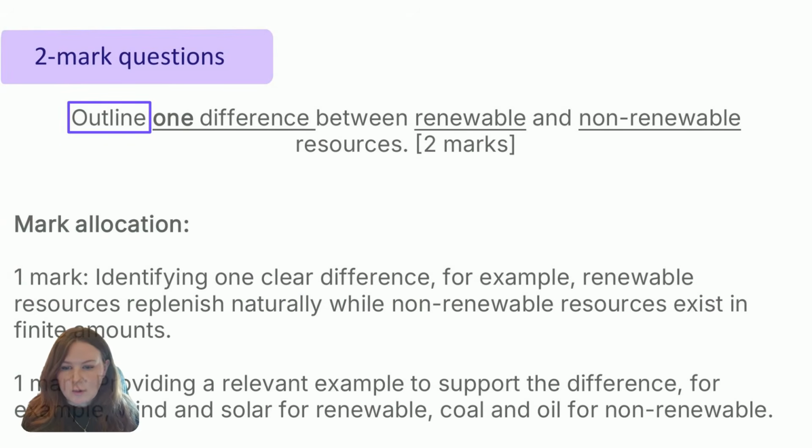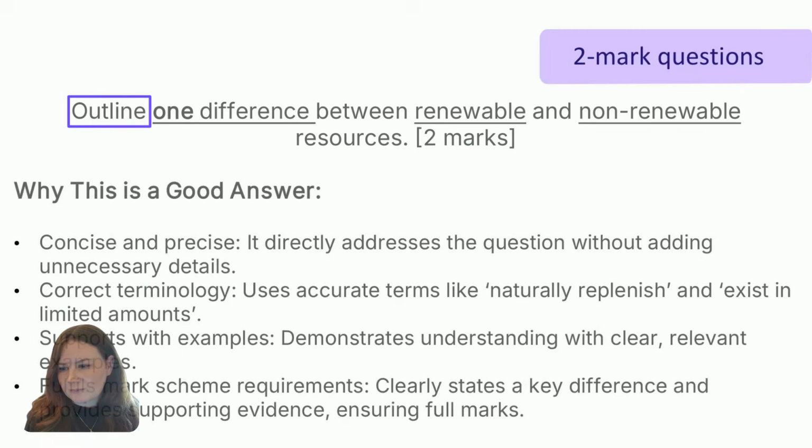So here you've got 1 mark for identifying a clear difference, and then you've got another mark for giving a relevant example. Sometimes with 2-mark questions, it's not fully clear what the examiner wants. So within moderation, put in as much information as possible, so an example, because that might be what they're looking for, and that might get you that extra mark.